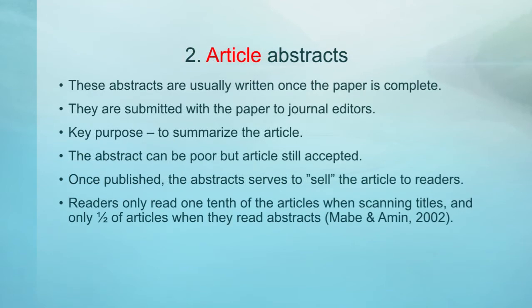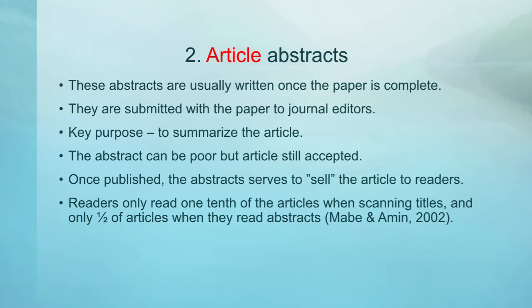Article abstracts are usually written once the paper is finished. So once the paper's been written, then you would write the abstract. These are usually very short. They might be 200 to 300 words, depending on the journal. And they're submitted with the paper to the journal editors. And the key purpose is to summarize the article. So the abstract is always read in conjunction with the paper.